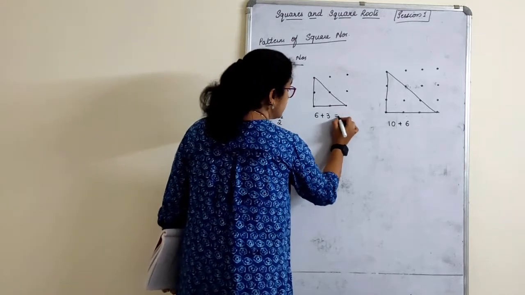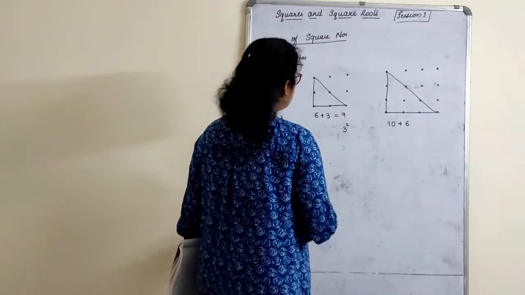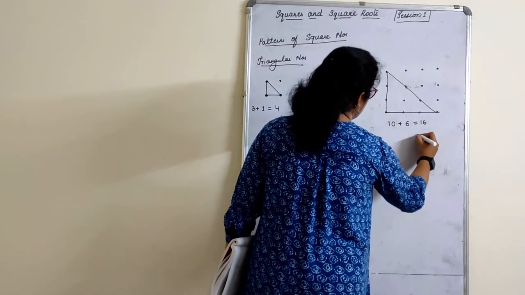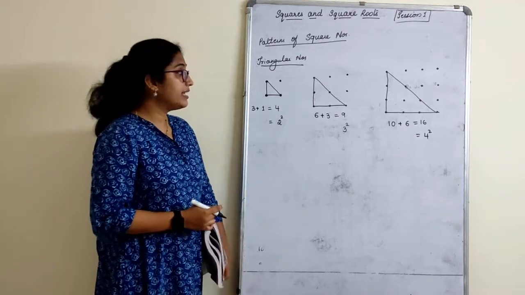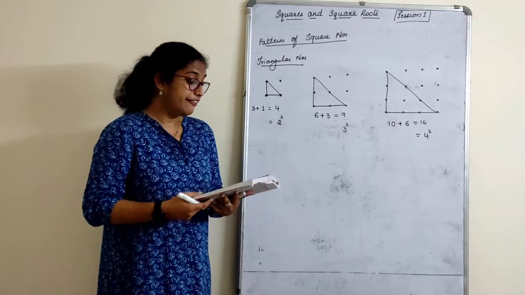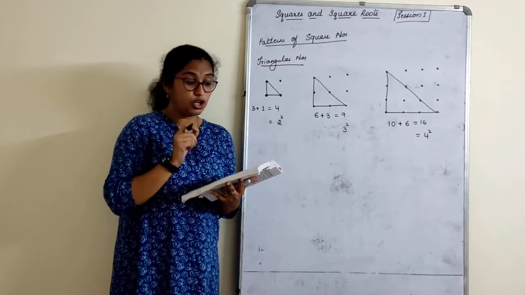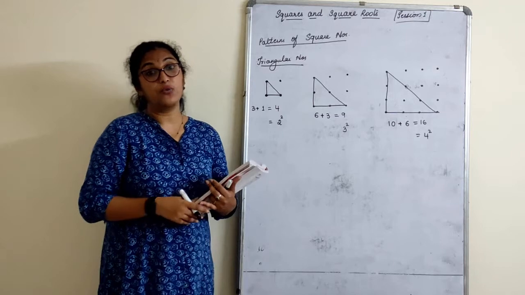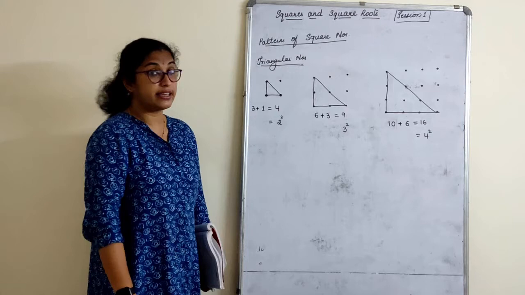6 plus 3 is 9, which is nothing but a perfect square. Next, 10 plus 6 is 16, which is nothing but a perfect square, right? That means we can find perfect squares with triangular numbers. What pattern do we get? If we combine two consecutive triangular numbers, then we get a dot pattern which represents a square number. This is how we can find a perfect square from the dot pattern of triangular numbers.